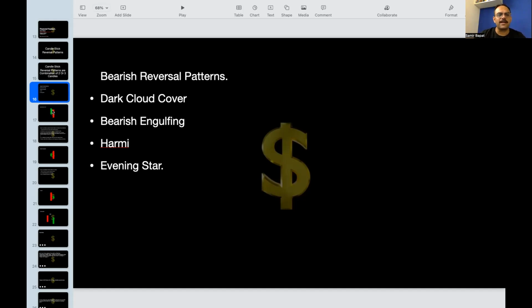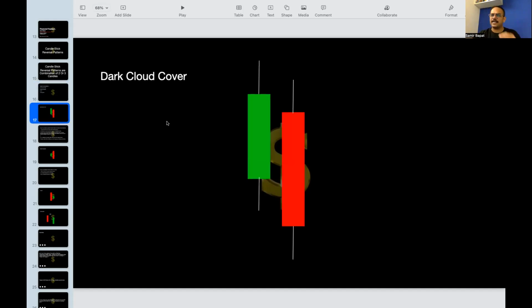So the first bearish reversal pattern is dark cloud cover. It is exactly the opposite of the bullish piercing pattern. Dark cloud cover is its twin brother. In this, there is an uptrend, a green candle is formed, followed by a red candle. The red candle falls and closes below the low of the green candle. So whatever you have learned for the piercing pattern, dark cloud cover is the twin brother in the negative role.